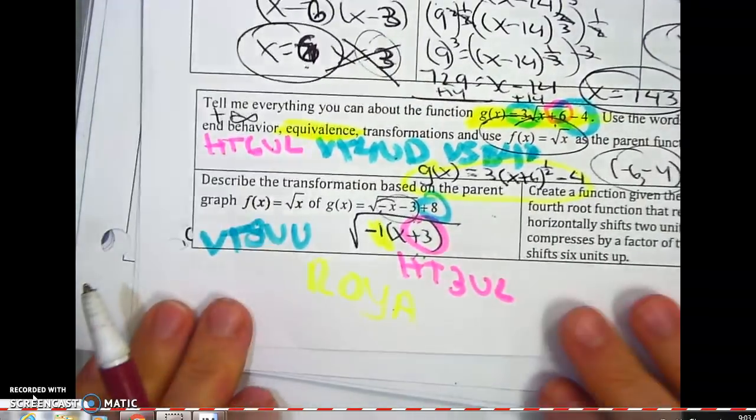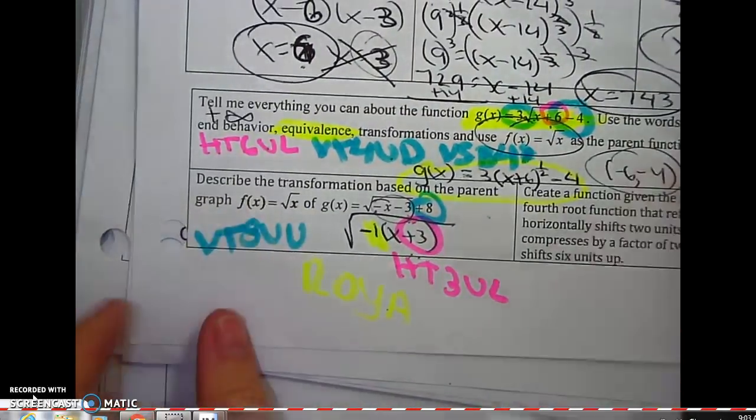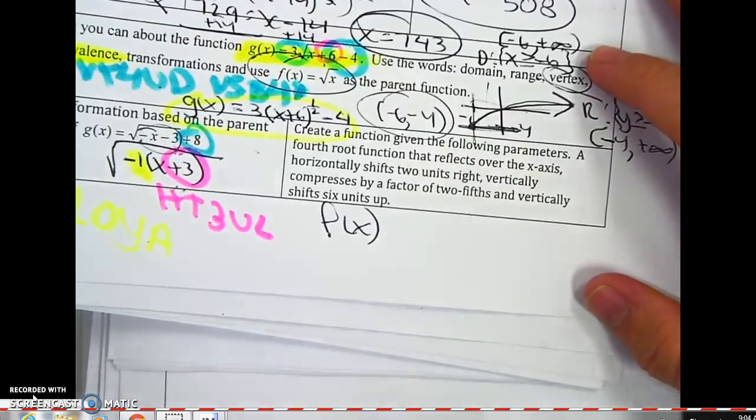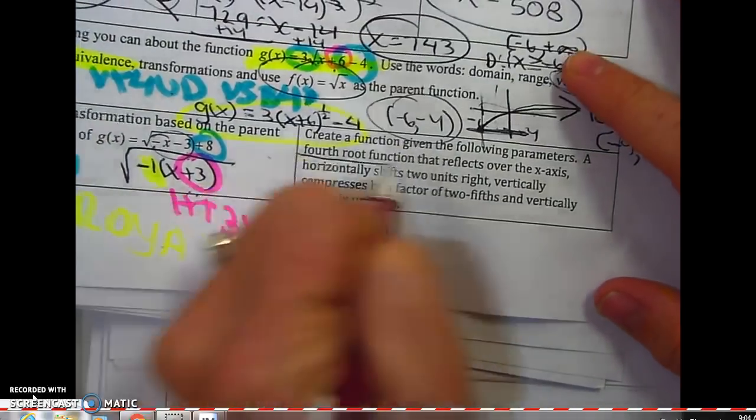Okay? All right. Now it's telling me to create a function. So I know when I create a function, I start with f of x, g of x, h of x, whatever. It tells me it's a 4th root function.